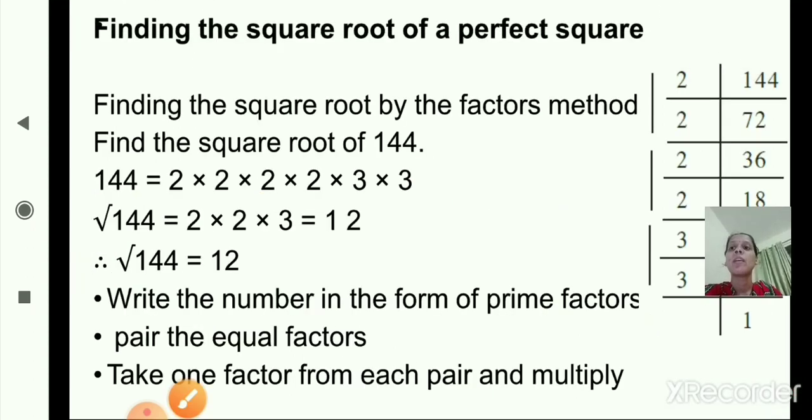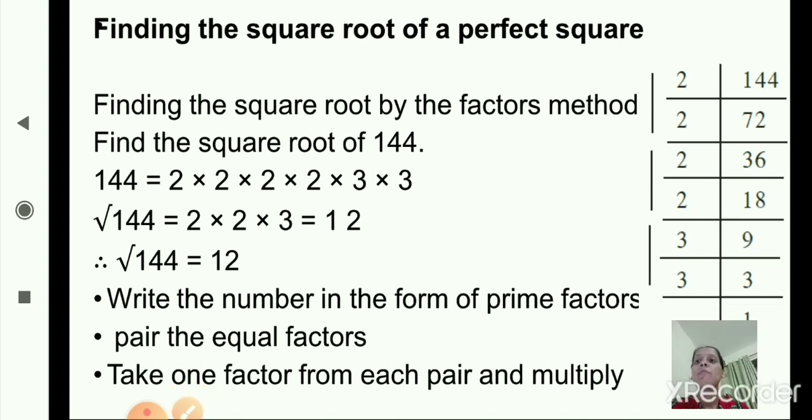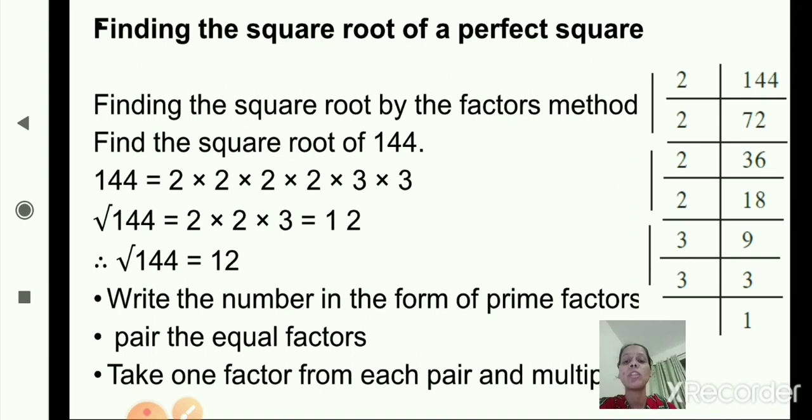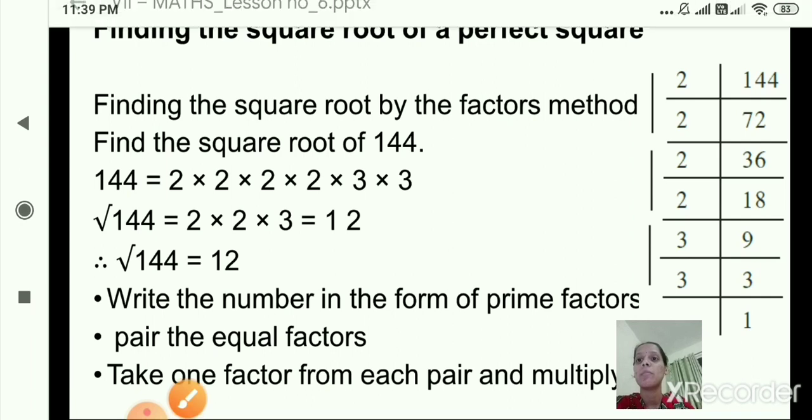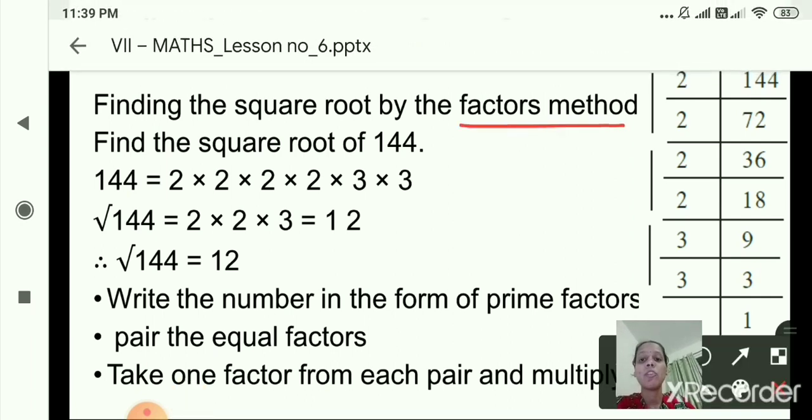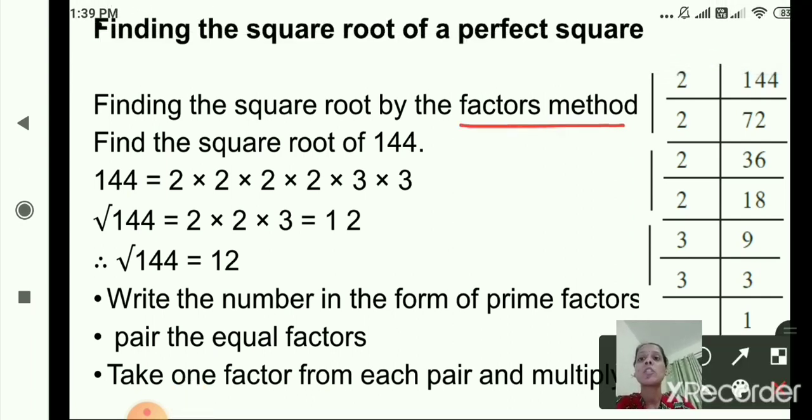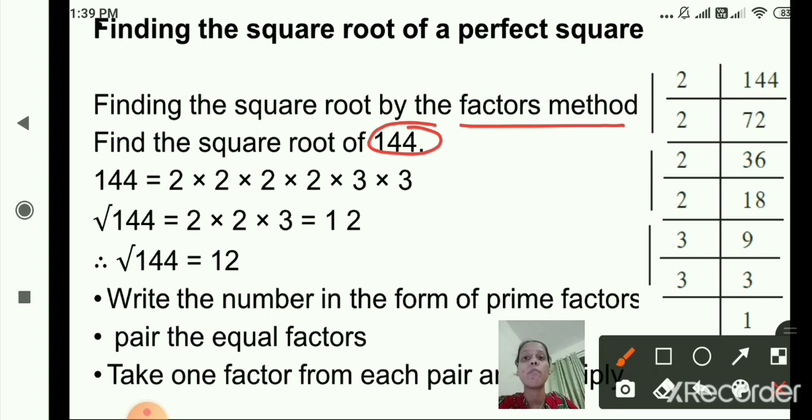Okay, now here we will see finding the square root of a perfect square. Just now we have studied squares. Now we will see how to find square roots by the factorization method or factors method. I will explain this method first. Find the square root of 144. So you have to find the square root of 144.